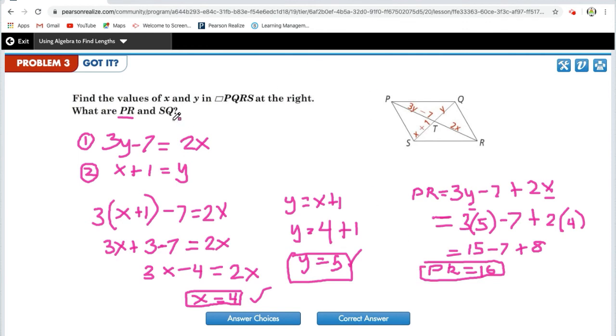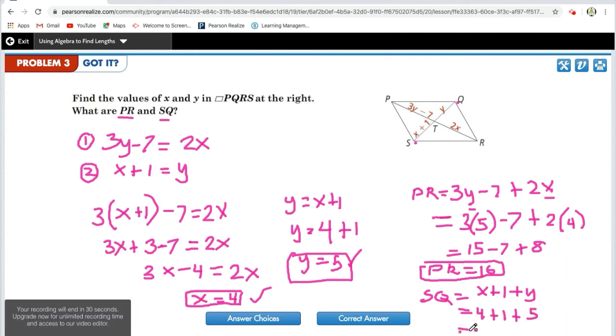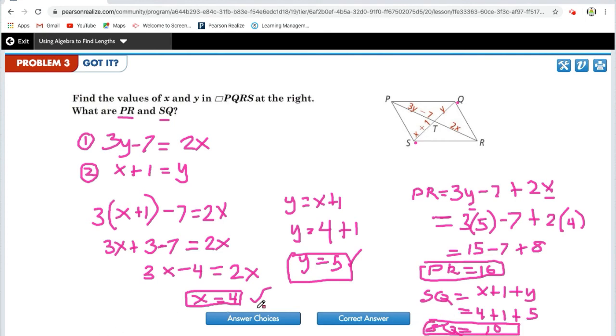Okay, now what about SQ? So we have here the diagonal SQ is equal to, this is SQ, all of this till here. So this is x plus 1 plus y. So our x again is 4, plus 1, plus the value of our y, which is 5. So meaning to say our SQ is 10. So this is the solution for Got It 3.